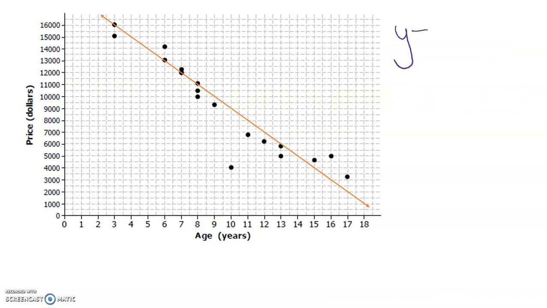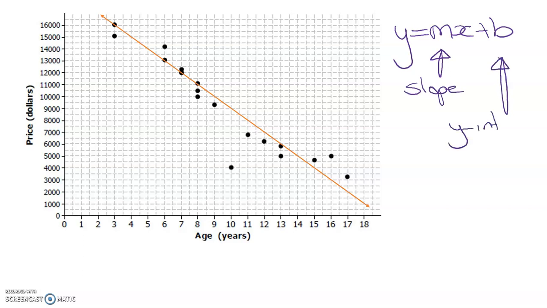Now you're going to want to find the equation of your line. So remember, y equals mx plus b, where m is your slope or gradient and b is your y-intercept. Now, we don't have a y-intercept on this graph, so we're not going to be able to just simply substitute into that equation. We can, however, find our slope using 2 points.